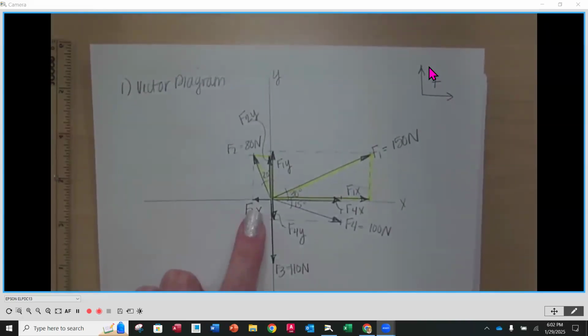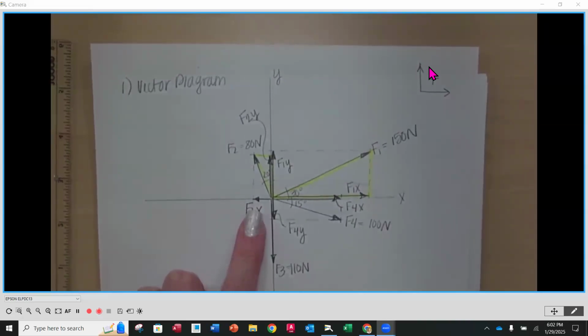Because it's pointing to the left. That's why we need an arrowhead. If you do not put an arrowhead on something, you can't say which way it's going. I can't give it a sign. Okay? Very important.